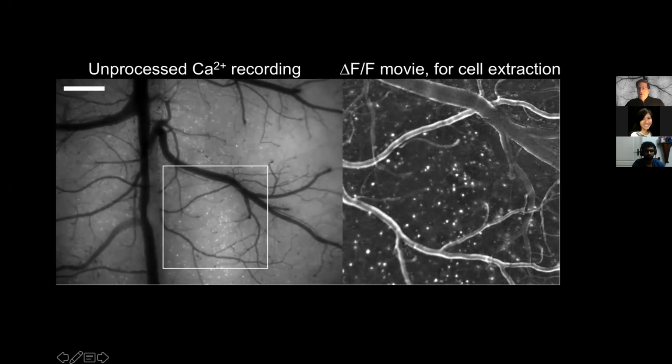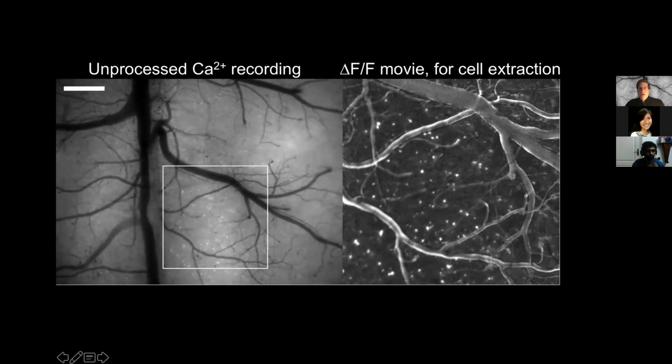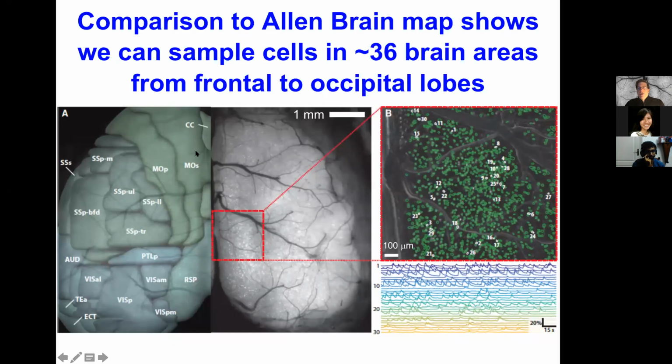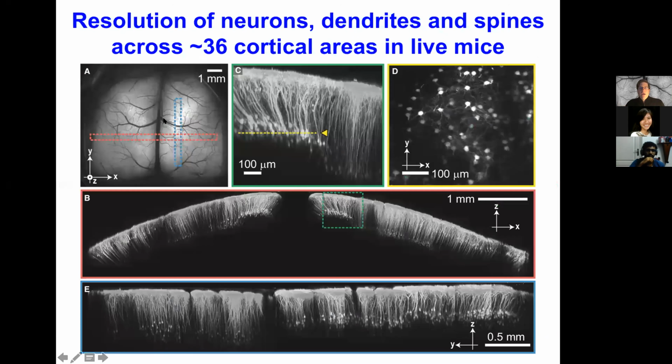Okay, so this is a very useful tool for allowing us to look at multi-area interactions. When we have compared the data to publicly available maps of the mouse brain, such as the Allen brain map, we find that we can sample cells across 36 to 40 areas in individual preparations from frontal to occipital lobes. And one can apply different optical modalities to these animals, 2 photon imaging, 1 photon imaging. So here you can see some example data sets.